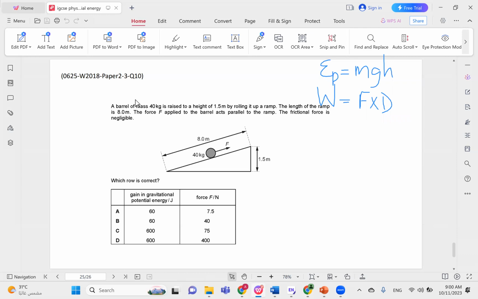Let's figure out how to do this. So to get the gain in potential energy, I'm going to use the mass, which is 40. Gravity, which is 10. And it's raised to a height of 1.5 meters. So the h value is equal to 1.5. So the gain in gravitational potential energy here is 600 joules.